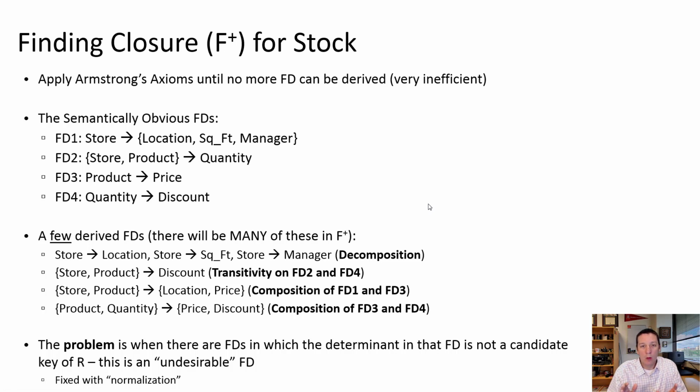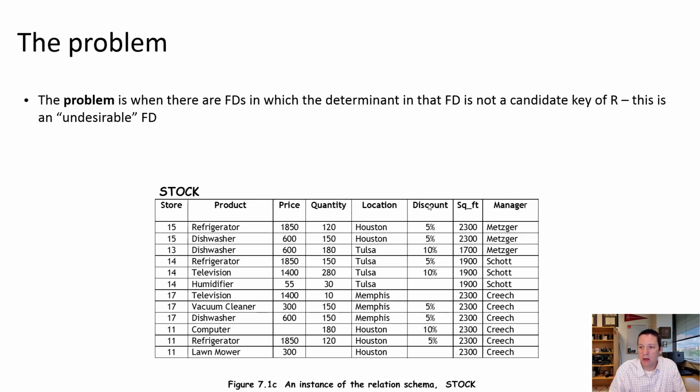The problem, what causes undesirable functional dependencies, is when the determinant in the functional dependency is not a candidate key in the relation. Okay, this is so important. Let me say it again. An undesirable functional dependency is when the determinant in the functional dependency is not a candidate key in the relation. Okay, that's what we have to resolve. That's what causes our data redundancy and what causes our modification anomalies.